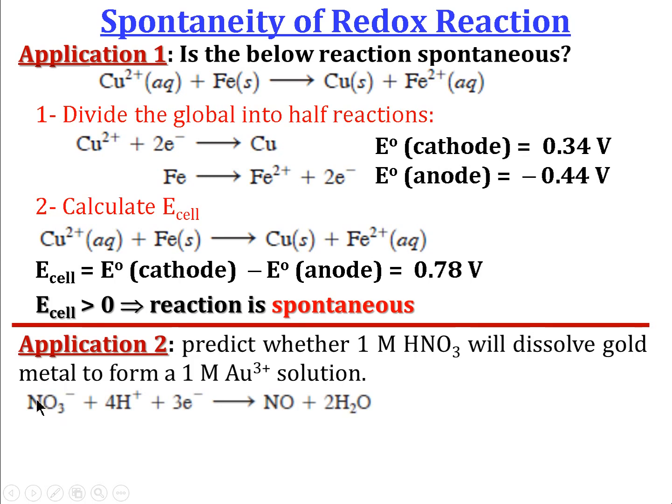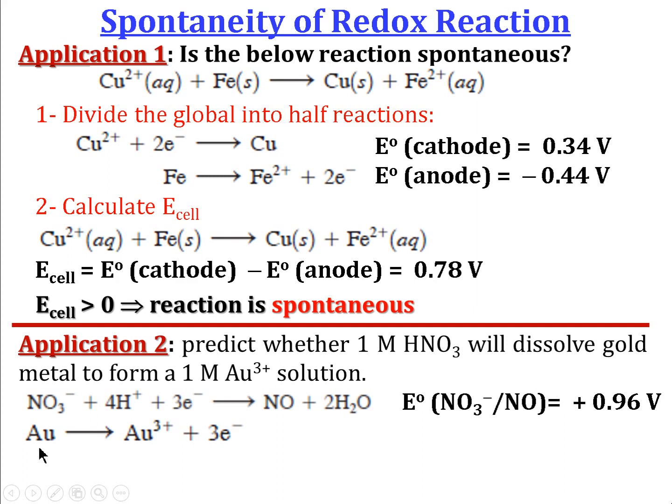So nitrate is transformed to NO and we gain 3 electrons. This is a reduction, E0 equal 0.96 volt, and E0 values are given. The gold is transformed to Au3+, and we lose 3 electrons. This is oxidation, so E0 at the anode equals plus 1.5.